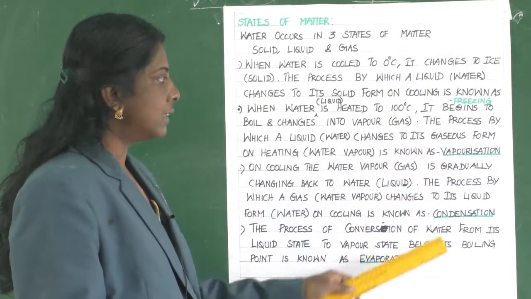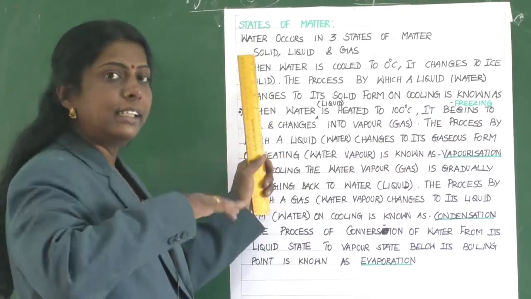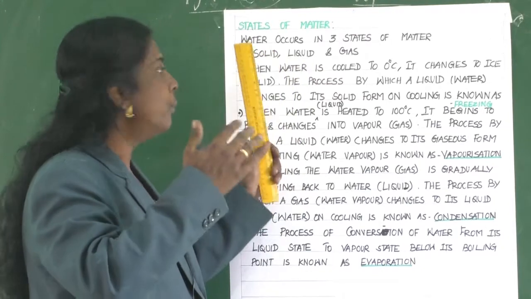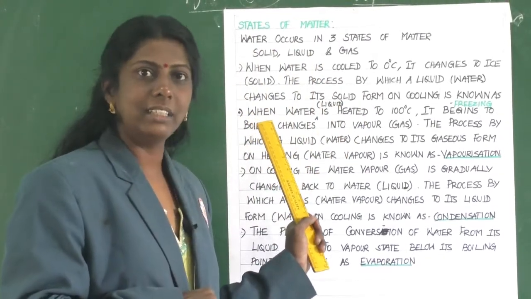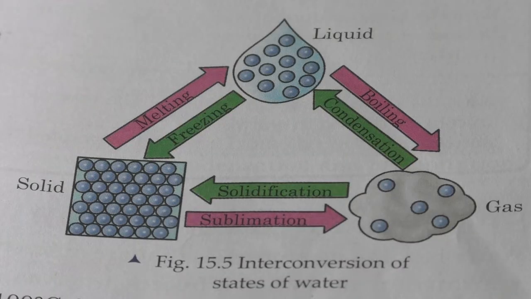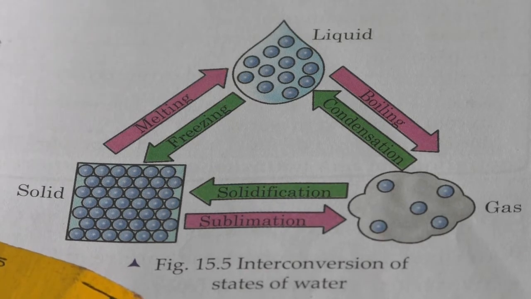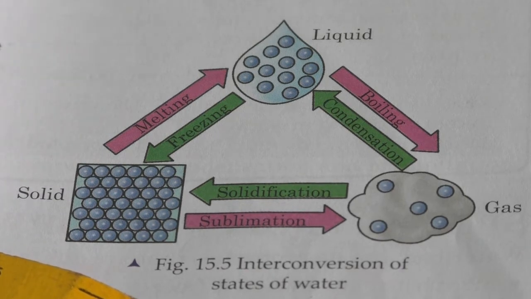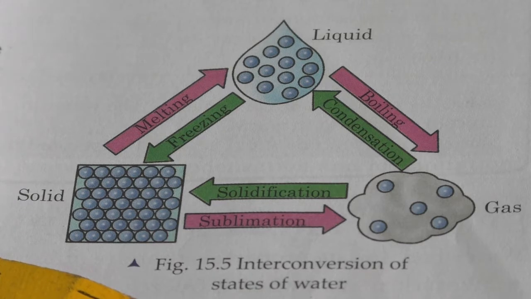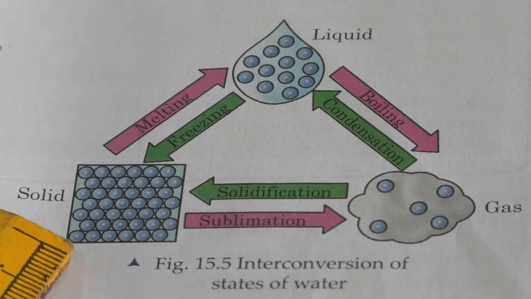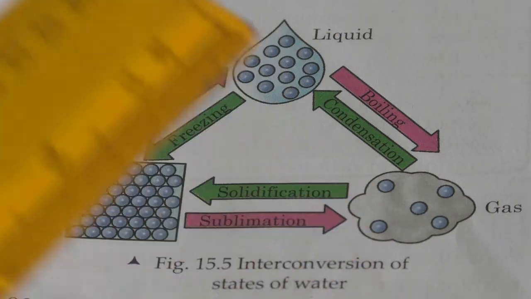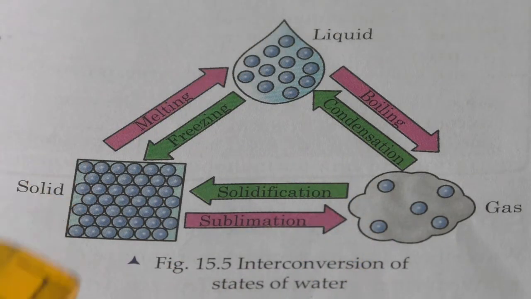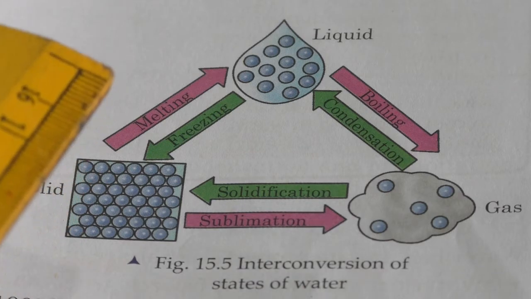With all these processes, water is interconvertible. It is changing from one state to another, solid to liquid and liquid to gas. Clear, children? Yes. Children, now you can see the picture for interconversion of states of water. So here water exists in 3 states. What are they? Solid, liquid and gas. Clear? So it is interconvertible by means of some process.